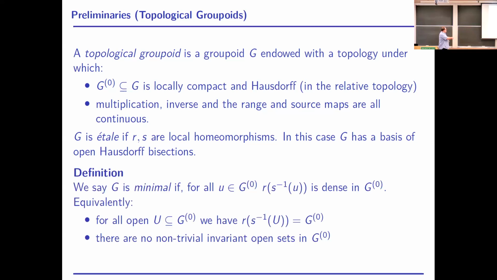We also say G is minimal if for all the units U, the range of the inverse image of U is dense in G0. So this is all the groupoid elements that start at U and go to some unit. All of those units that you can reach from U are dense in G0. And equivalently, if you have an open set around a unit, then all the units you can reach from that open set is the whole of G0.